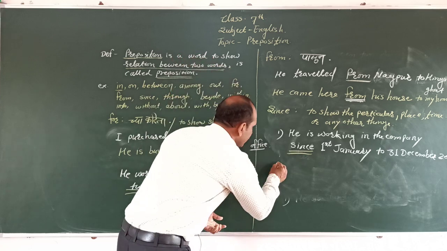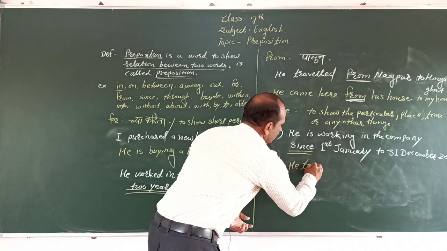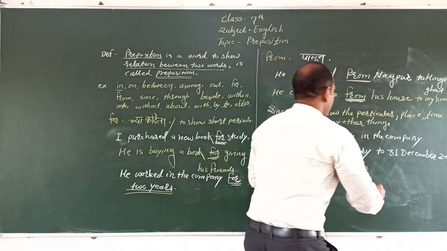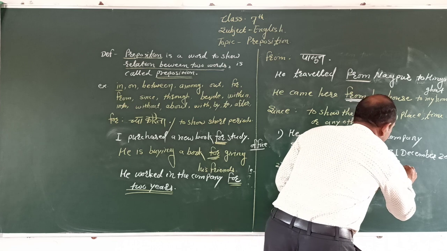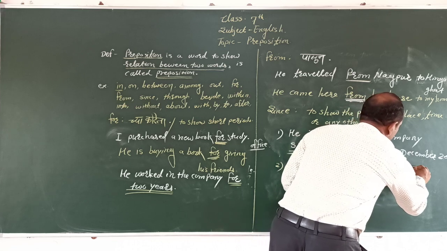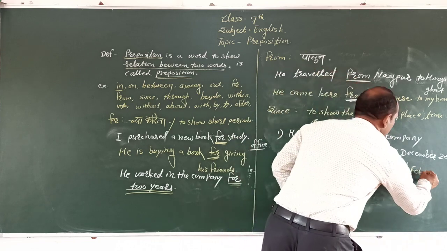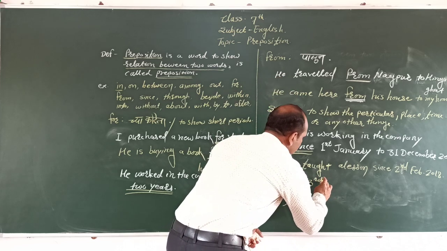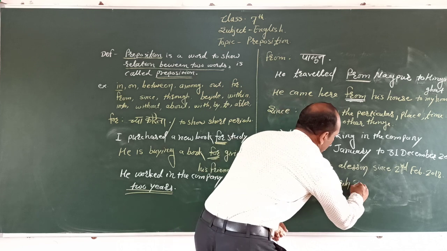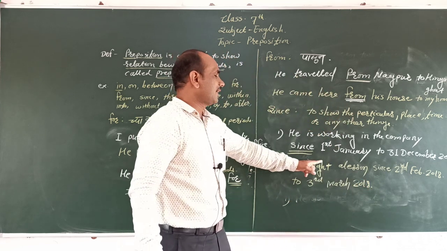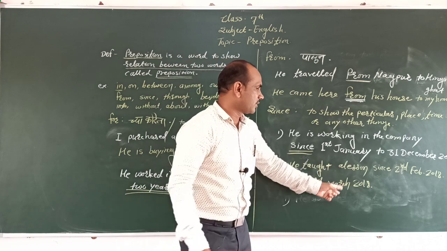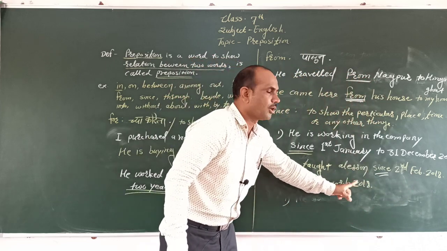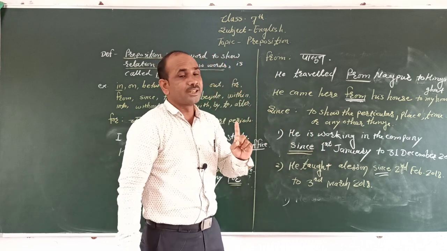Second, we write here: he taught a lesson since 2nd February 2018 to 3rd March 2018. Here, he taught a lesson since 2nd February 2018 to 3rd March 2018. That is a particular short period. That is a one month period he has described.